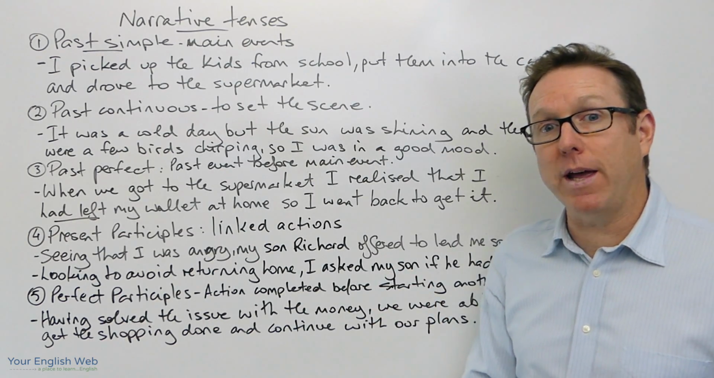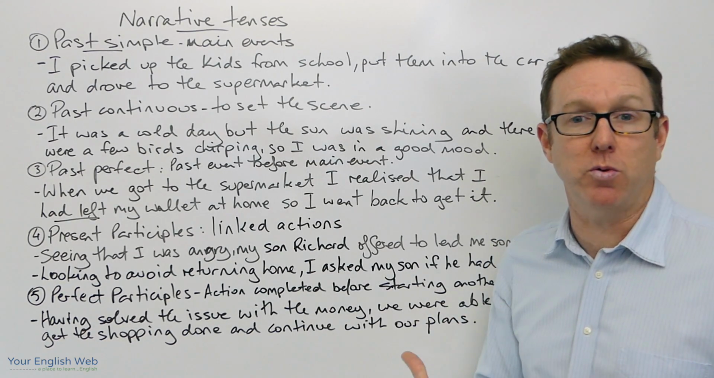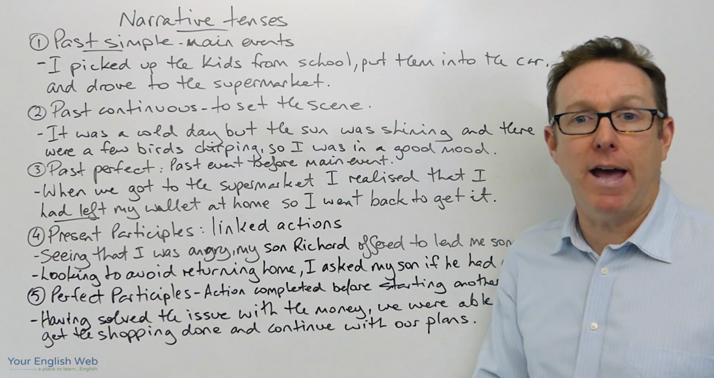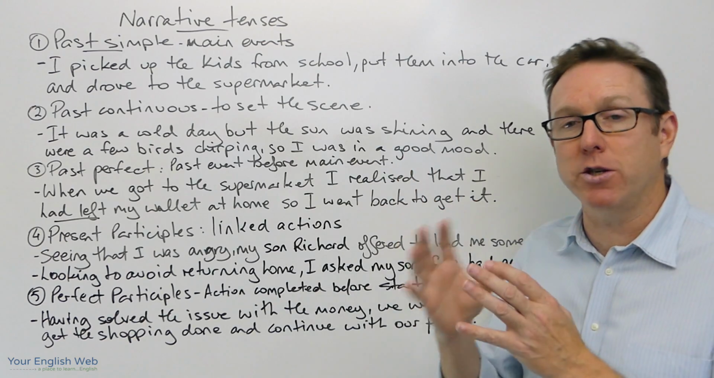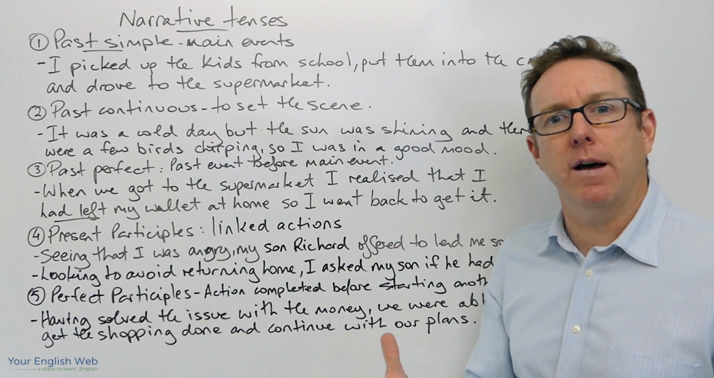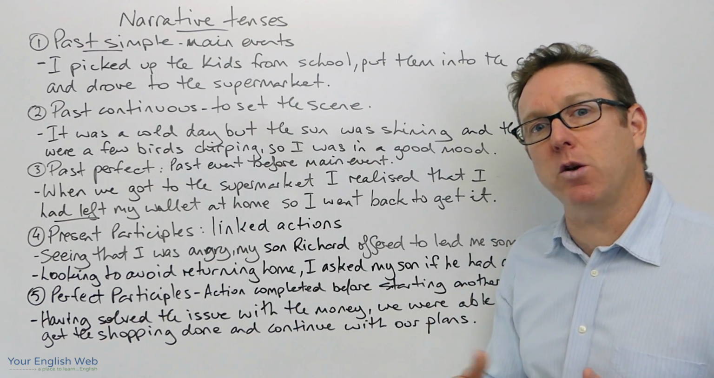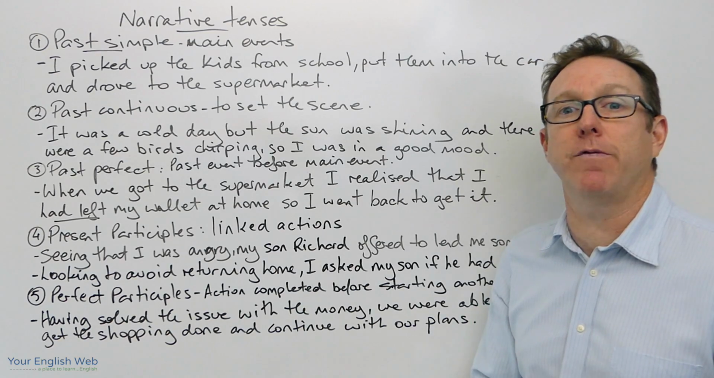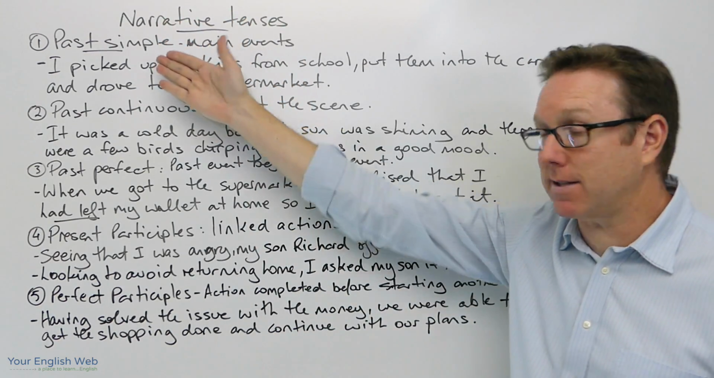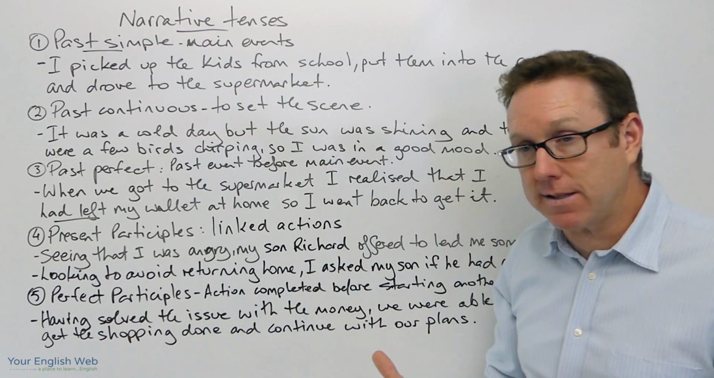Now, obviously, when we're narrating, we're talking about a story, normally a personal story, things that happened to us in the past, and we want to put the story into an order in order to tell a story that happened to us, let's say. So the main tenses that we use for this type of story, we use the past simple tense, and the past simple tense explains the main events.